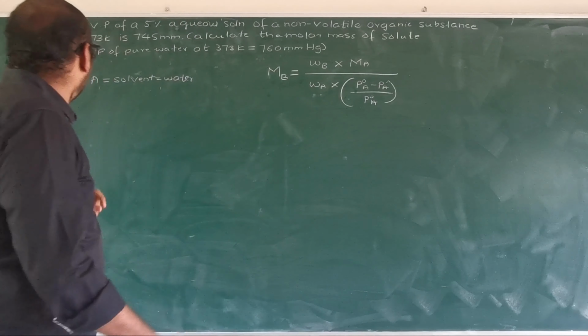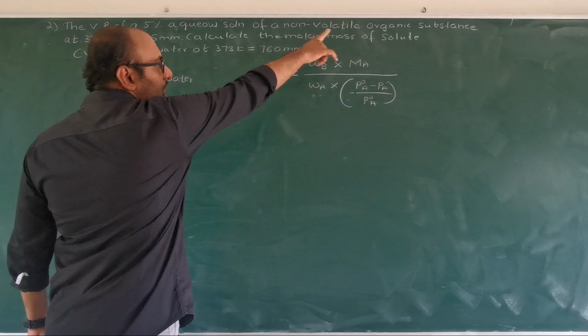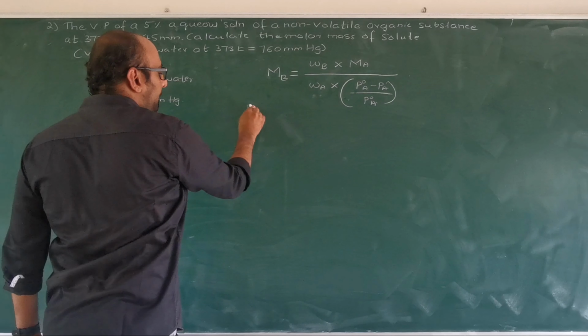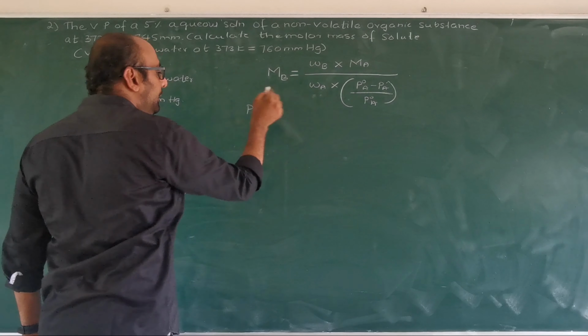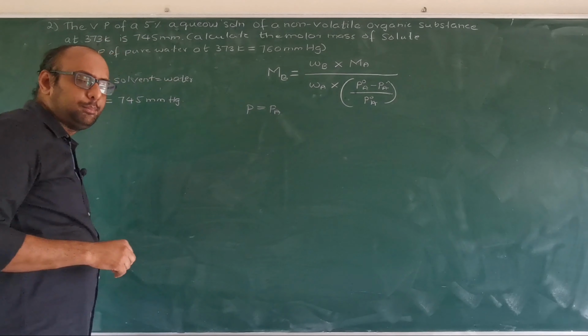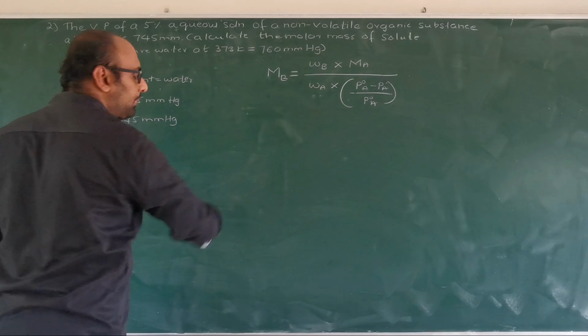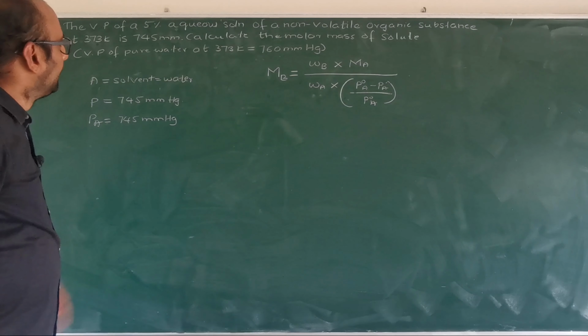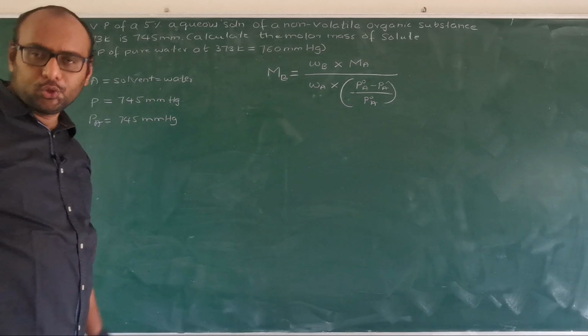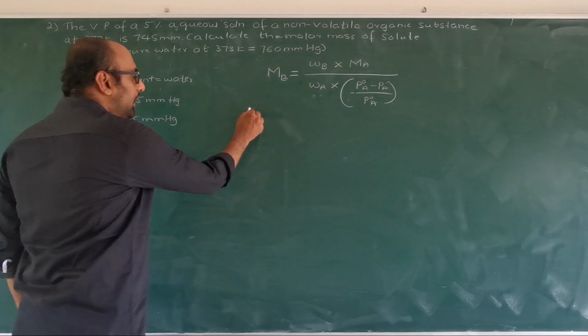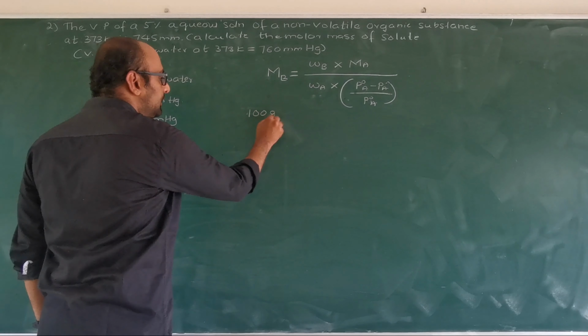I told you that for all these solutions in which the solute is non-volatile, P will be equal to Pa. Pb will not be considered here because the solute is non-volatile. So P is equal to Pa, which means Pa is equal to 745 mm Hg.